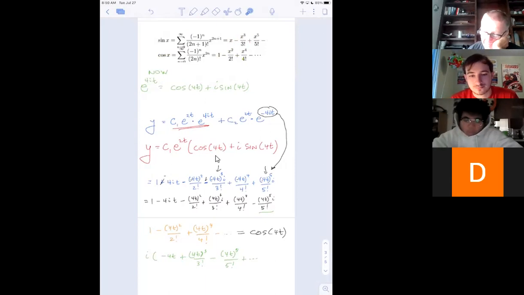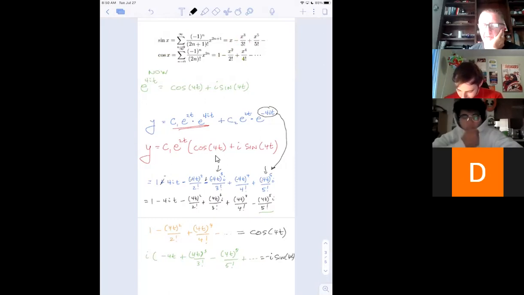But all we'd have to do is pull a negative sign out. So then out in front, instead of an I, it'd be a negative I. Do you agree with that? So then we could still say that this was equal to I times the sine of 4t. It's just that we'd have to pull a negative out in front of it. Do you agree with that?